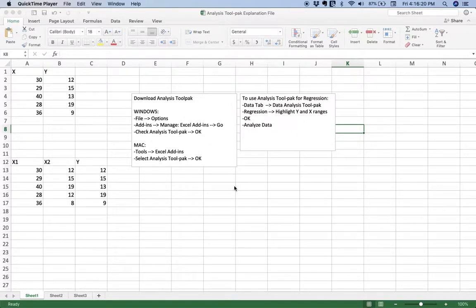So I'll put a link in the description for the timestamp so you can just jump ahead right to the analysis of it. But really, if you have Windows, you're going to follow these instructions right here. It should be pretty straightforward. For Mac, you follow these instructions.